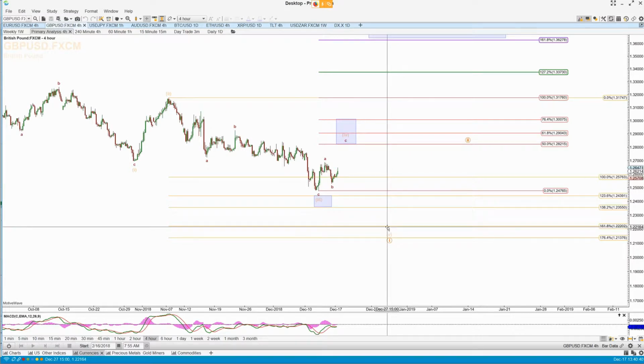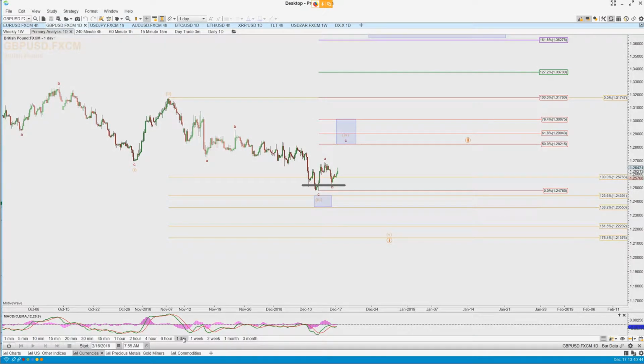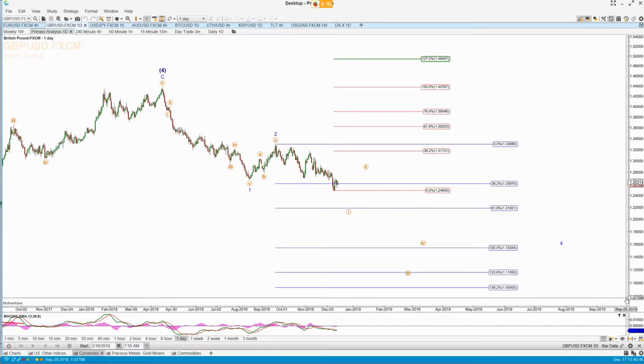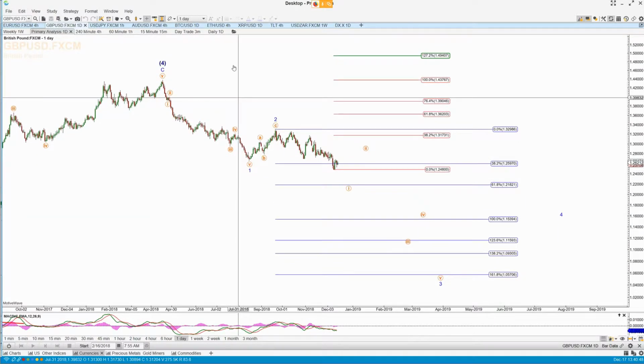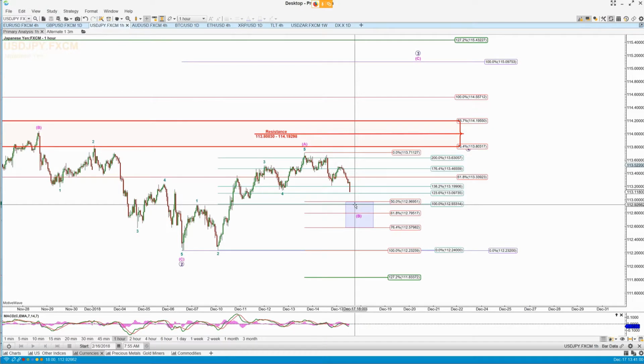Cable, I'm looking for a C of 4 up before we drop down here to the 122.20 area, and all of that then would be the wave 1 of a much bigger degree, wave 3. So if you refer to the daily chart, I'm still looking, I think we're in the 4 of this one here, drop down here, then this move back up is the short for a lot lower in cable after that.